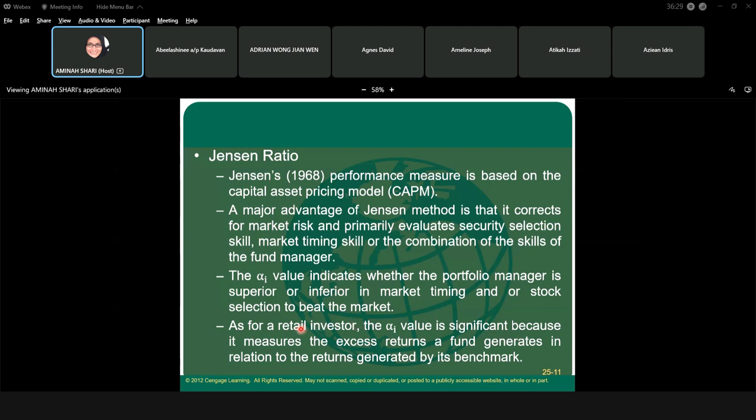We can see the last point mentioned here. For retail investors, the alpha value is significant because it measures the excess return a fund generates in relation to the return generated by its benchmark. As I mentioned earlier, the alpha value is very significant because it measures the excess return, how much excess return the fund can generate compared to the benchmark. That's why in the Jensen calculation there is a part where we compare the benchmark and the return of the fund. Later I'll show you where the benchmark is in the Jensen formula.